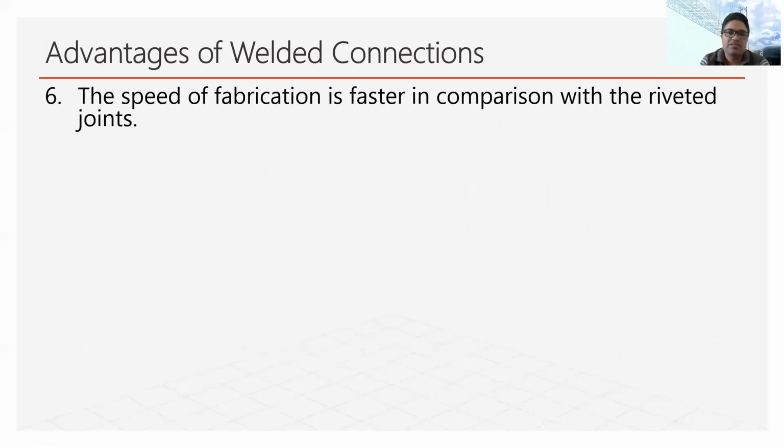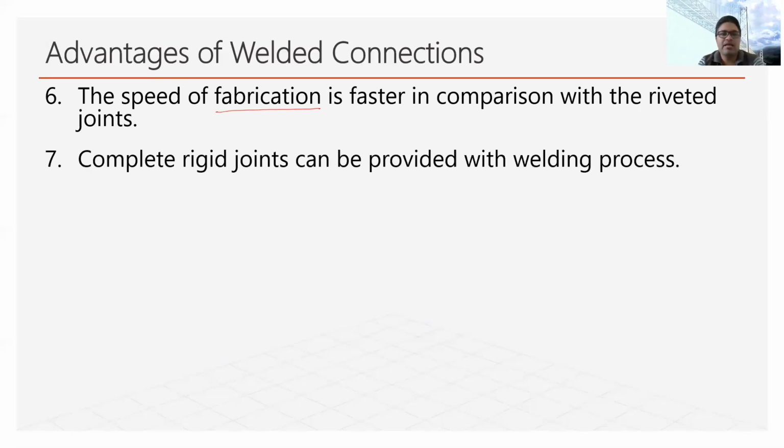Speed of fabrication is faster. This speed is basically a joining process. Joining of two metal plates with the help of welding is very fast as compared to riveted joints, because in riveted joints a lot of time is consumed in heating of the riveted connections. I have not discussed much about the riveted connections. In riveting, only the heating is done, and because of that a lot of time is consumed. As compared to that, the fabrication of welded connections is faster.